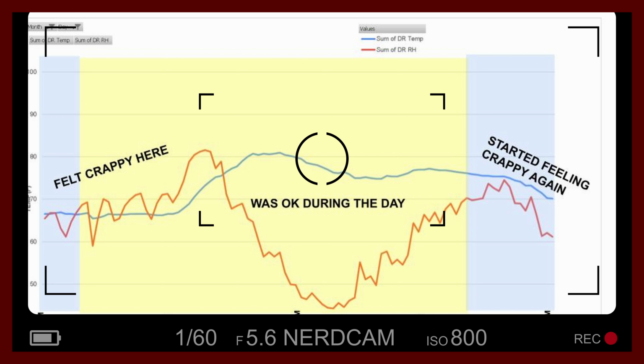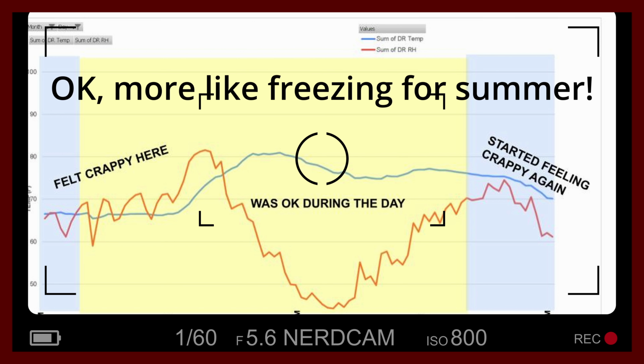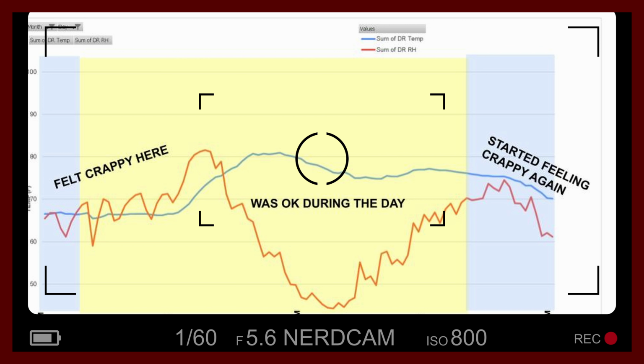This is a graph of a single day in our camper. In the morning, it's cool, 68 degrees, but the relative humidity is bouncing between 60 and 70%. As the day progresses, the temp goes up and the humidity goes down. This cycle repeats itself regularly. So what's going on with the humidity?